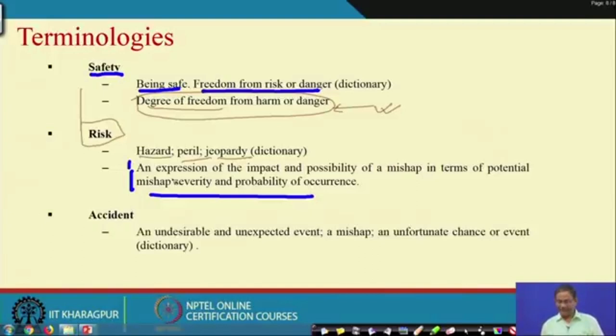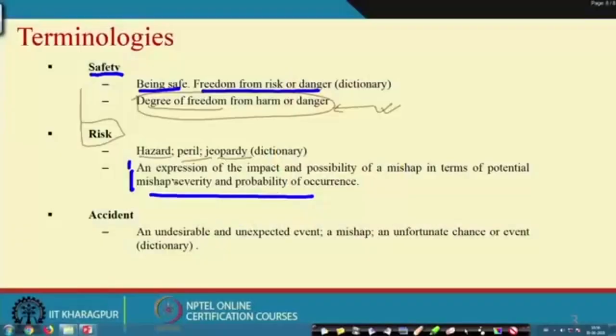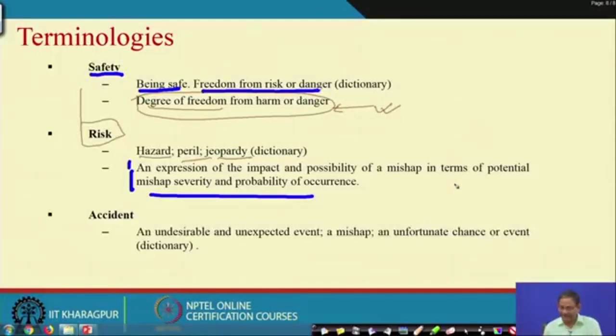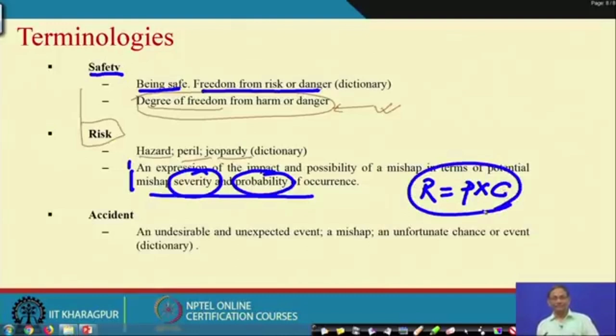It is an expression of the impact and possibility of a mishap in terms of potential mishap severity and probability of occurrence. I will explain later on when we discuss risk assessment or risk quantification in a better manner, meaning in a more objective manner, but for the time being, risk is basically a quantification of hazard potential. I will explain hazard a little later. So, it is basically mishap in terms of severity, that is an important word, and another one is probability. If risk is R, then this is probability of occurrence of some undesired event, times consequence or severity of that undesired event. So, this is our most traditional definition of risk.